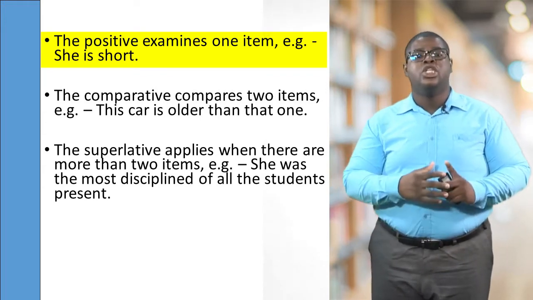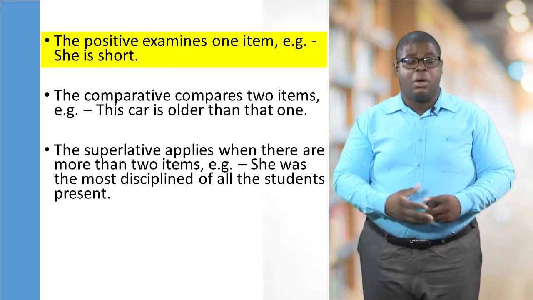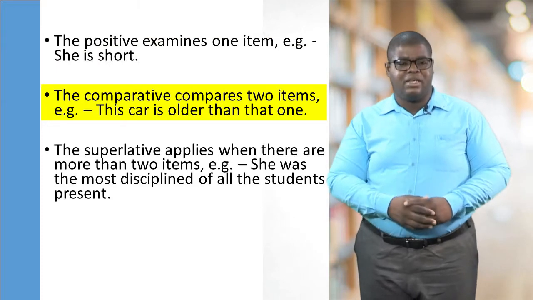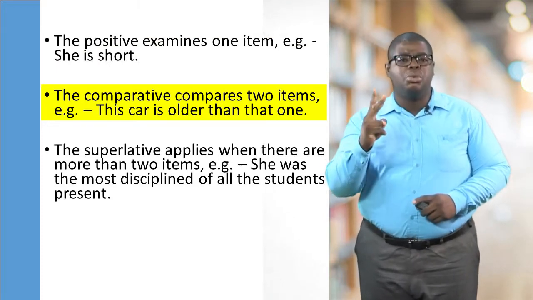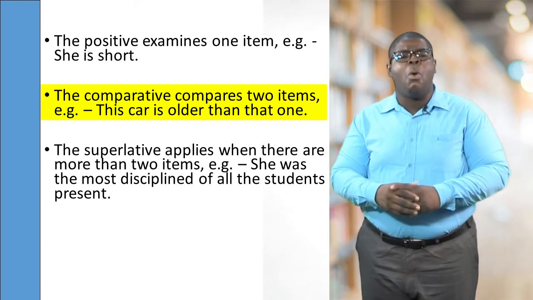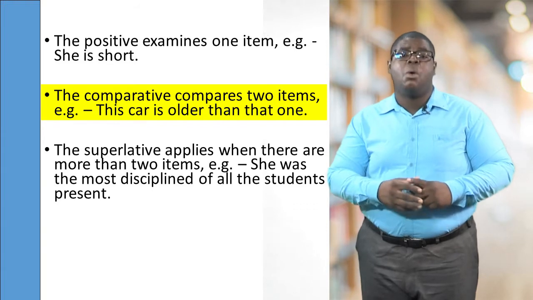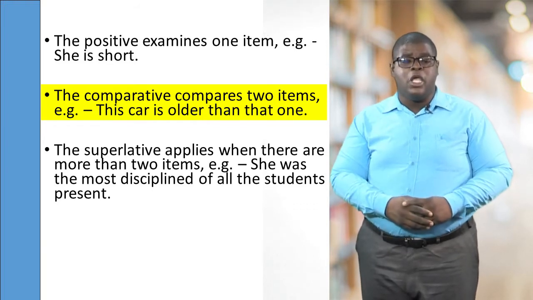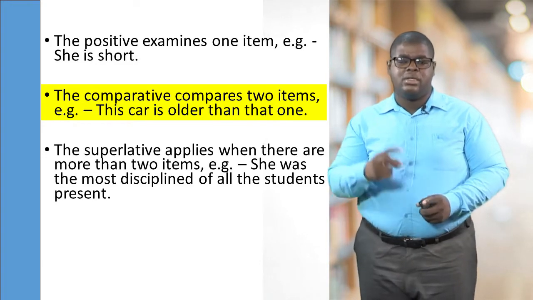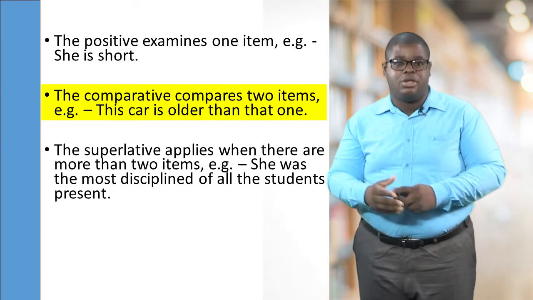Now, the positive case examines one item. For example, she is short. So we're just talking about she, and what about her? She's short. The comparative now compares two items. For example, the car is older than that one. So here, the adjective is comparing these two cars, saying that one car is older than the other one.